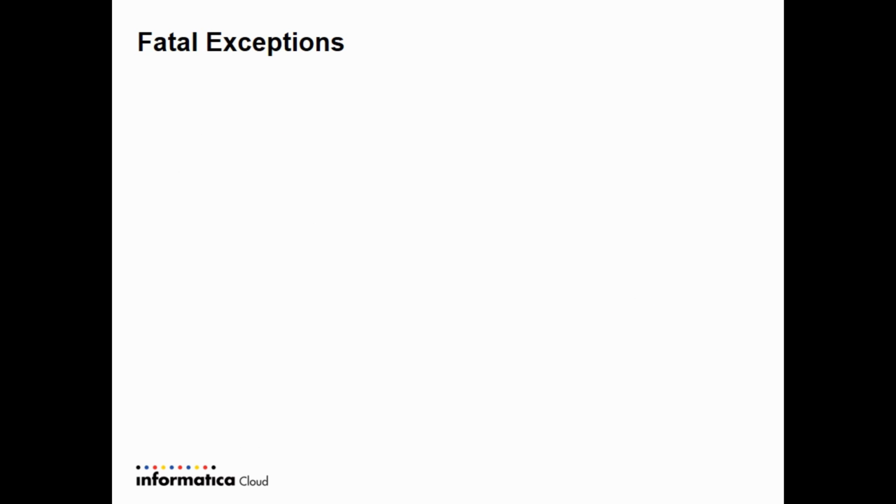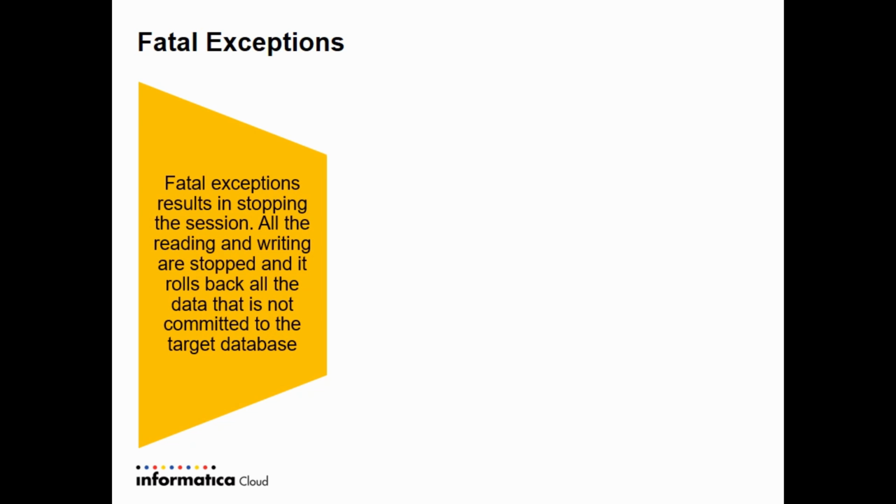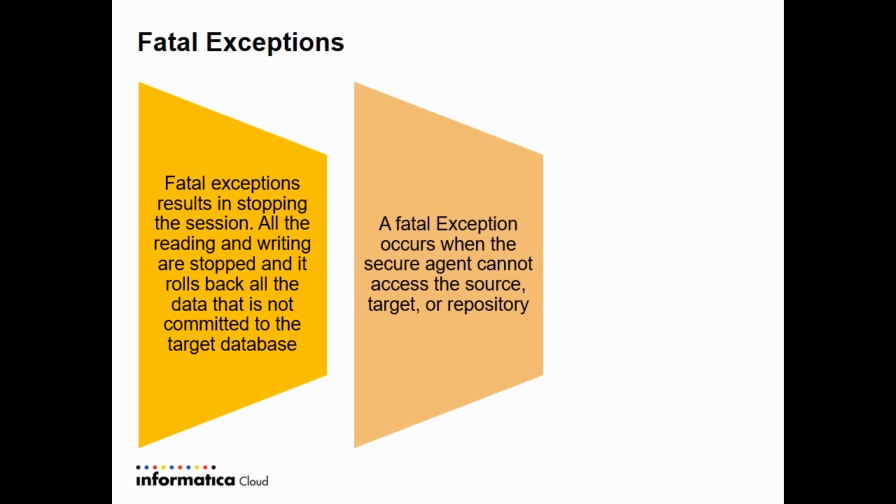Let us now discuss the fatal exceptions in detail. Fatal exceptions result in stopping the session. All the reading and writing are stopped and the secure agent rolls back all the data which is not committed to the target database. This happens when there is a loss of connection and secure agent is not able to access the source, target, or repository. This can include loss of connection or target database errors such as lack of database space to load data.